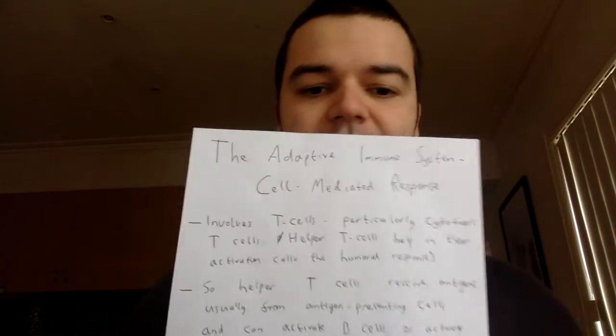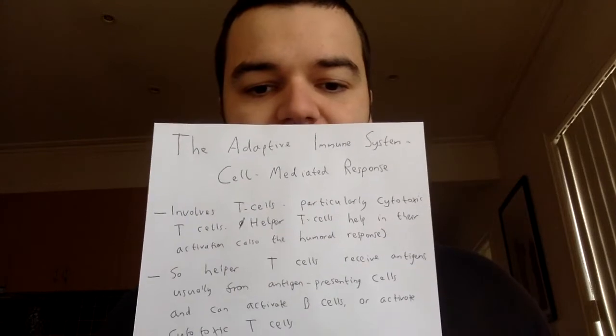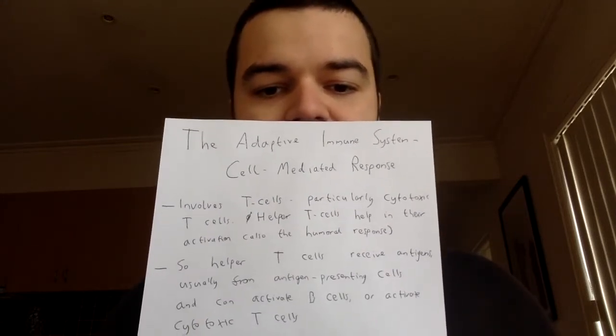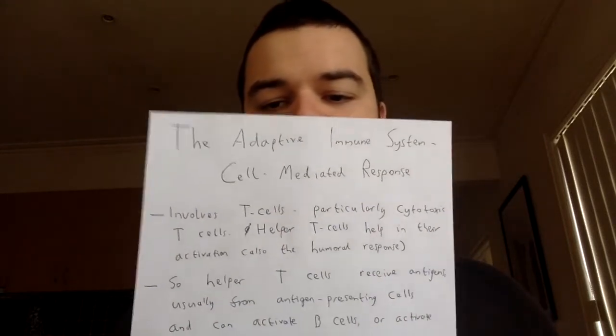Anyway, so basically, T cells receive antigens usually from antigen-presenting cells, which then activates them. That happens in lymph nodes, so that's all very similar. But the whole reason that this is called cell-mediated is because the cytotoxic T cells, which get activated, directly kill the cells that they're fighting against. So not like the humoral response, where they make a molecule that stops the pathogen. These directly go and stop the pathogen. So that's why it's called cell-mediated immunity.